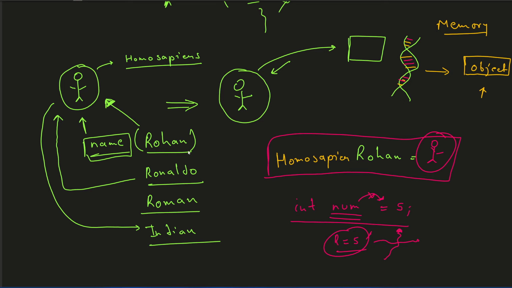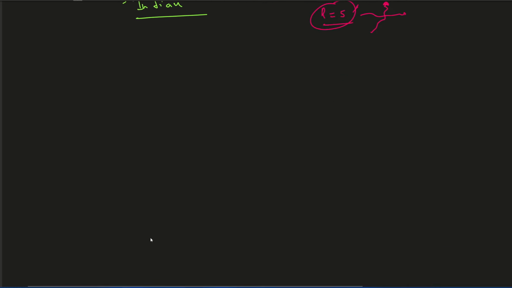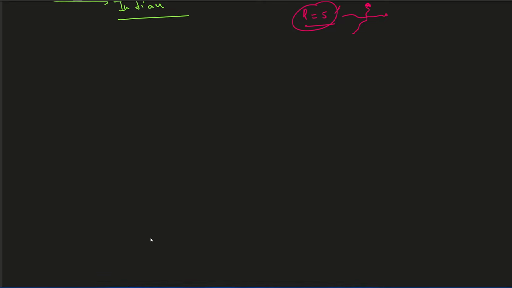So Rohan is called this by his parents, then Ronaldo and Roman by we friends commonly, then Indian outside of India. So there are a few things to tell earlier about what it is and where it belongs to.